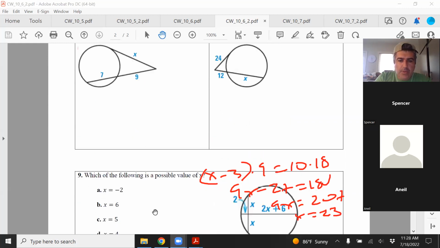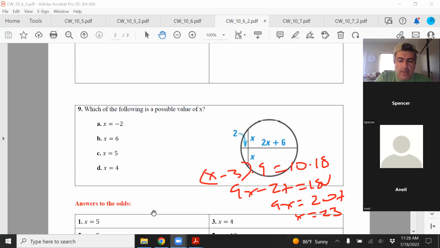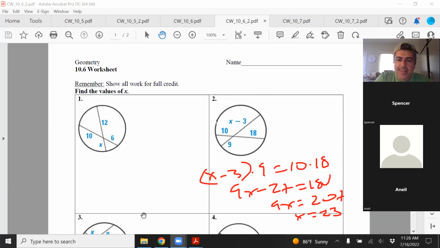Yeah, you can see number 2. Oh, obviously it's not there. It's all odds. Okay, so yeah, 23 for that one. So again, you just do the 2 chords. Sorry, the segments broken up from the chord. That product is equal to the product of the other 2 segments, 10 times 18.